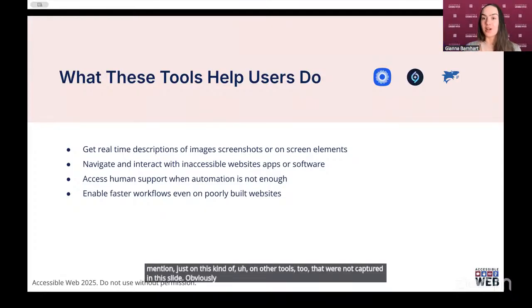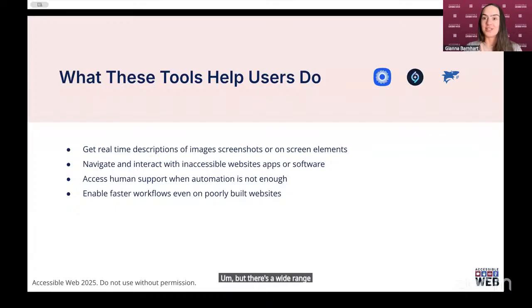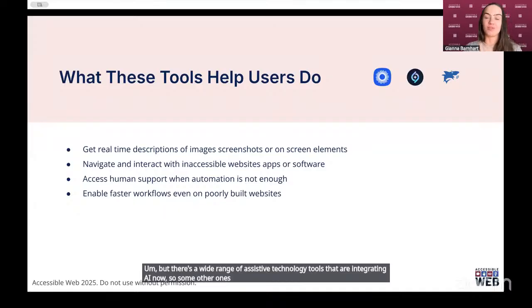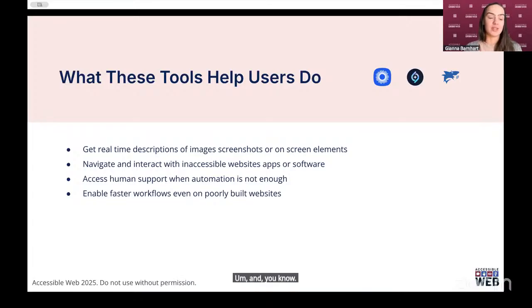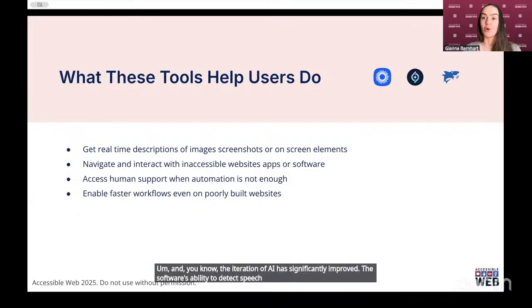Obviously, we've talked quite a bit about the tools that help low vision or blind users, but there's a wide range of assistive technology tools that are integrating AI now. Some other ones that come to mind that I'd like to bring up are advanced speech interpretation software. There have been some major developments, and the integration of AI has significantly improved the software's ability to detect speech, even broken or garbled speech that may have been hard to interpret previously. The speech-to-text technology is much more advanced these days with AI in there.